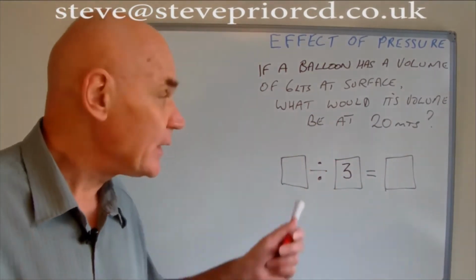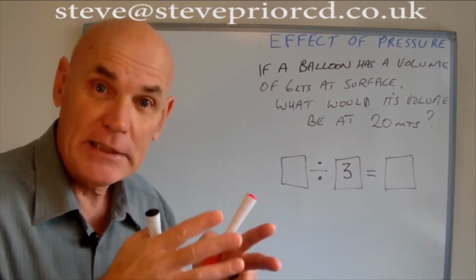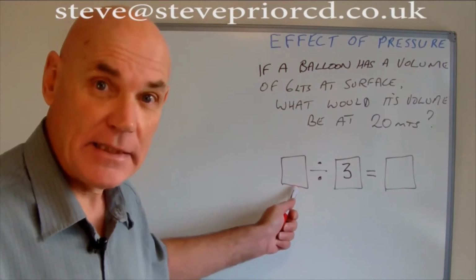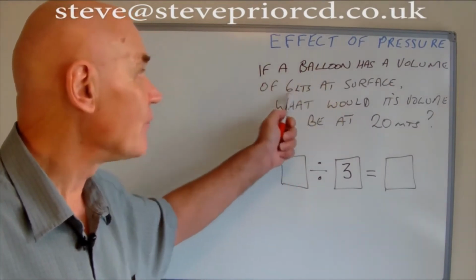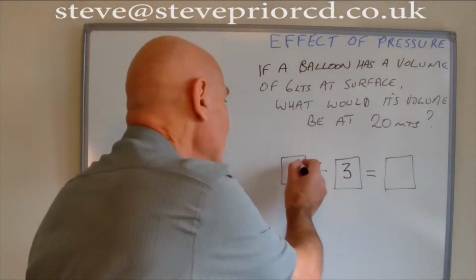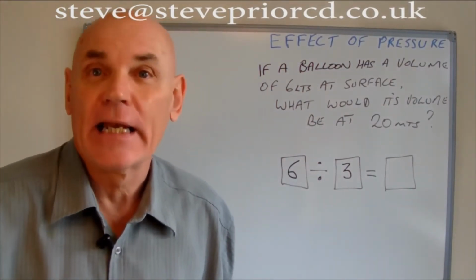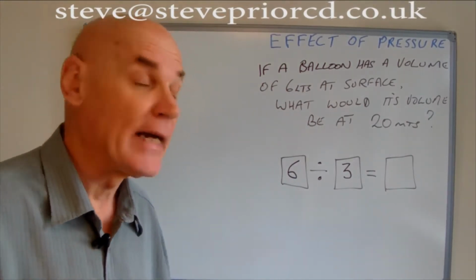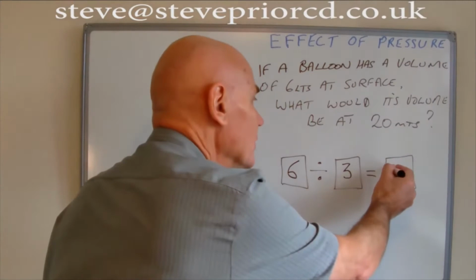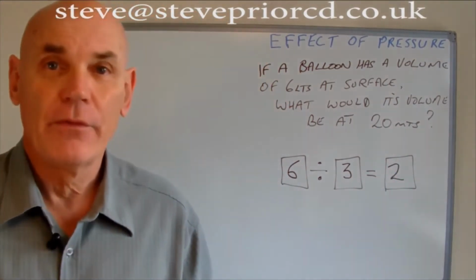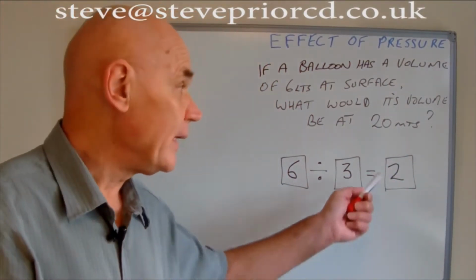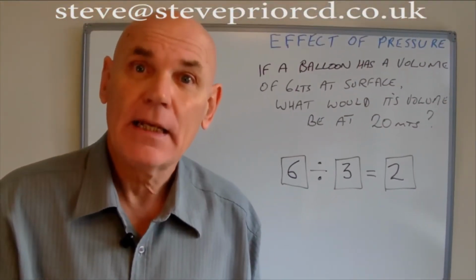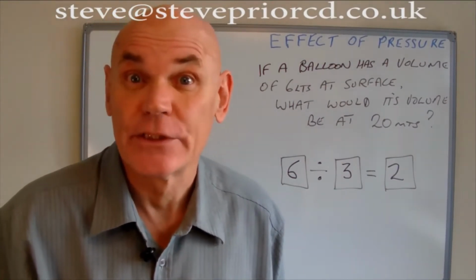So can you see, by doing the box method, I can do this piece by piece. The box over here is the number that's in the question. In other words, it has a volume of 6 litres. 6 goes in here. And now I can get my calculator out if I need to and work out the sum that I know is going to be correct. 6 divided by 3 equals... So the volume of the balloon would be 2 litres at 20 metres. Okay, let's try this with another sample question.